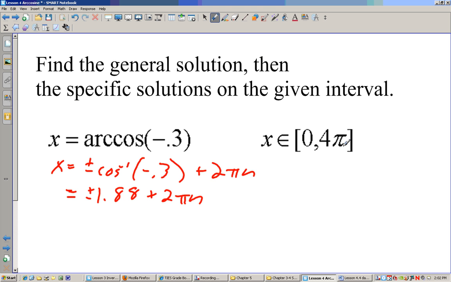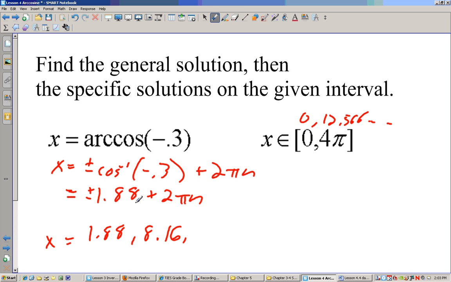Now I want to find all the values between 0 and 4 pi. So 1.88 works. If I add 2 pi to that, I'm going to get 8.16. Now 4 times pi is equal to 12.56. So this goes from 0 to 12.566 and so on. So this gives us an idea of how big of a number we can go up to. If I add another 6.28 to this, it'll be 14 point something, which will be over. So that's as far as I can go with those x values.